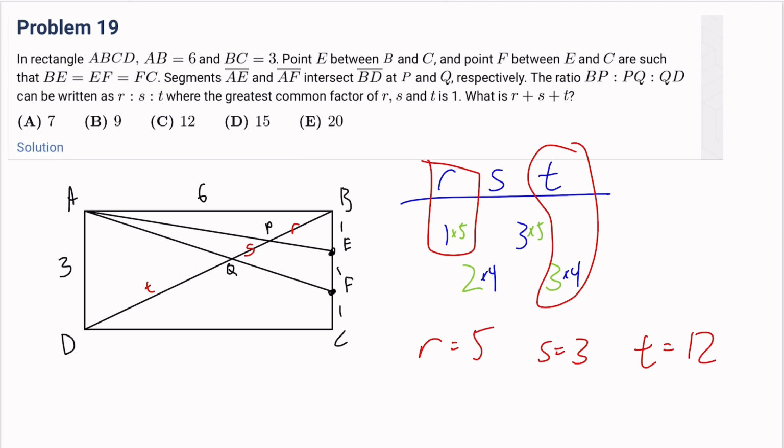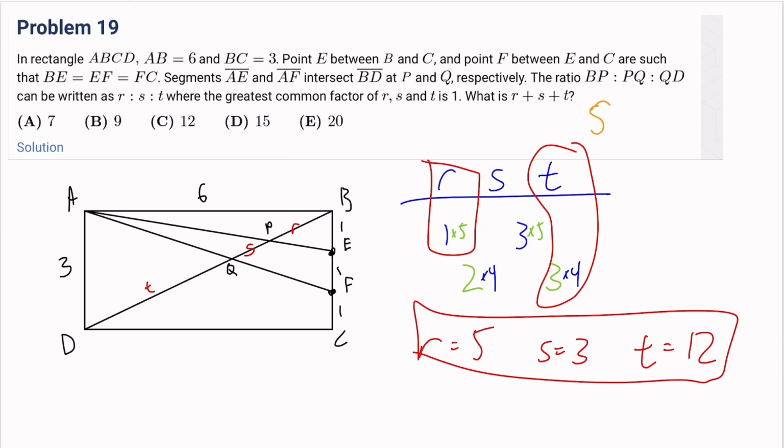So that is our R, S, T values, and what is R plus S plus T? 5 plus 3 plus 12 equals 20. So the answer is E.